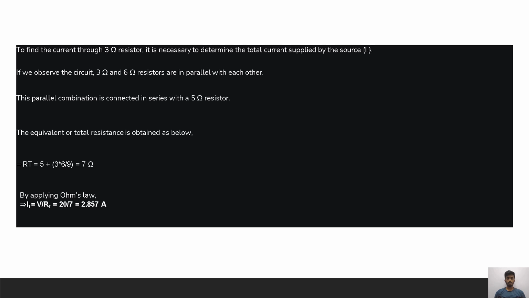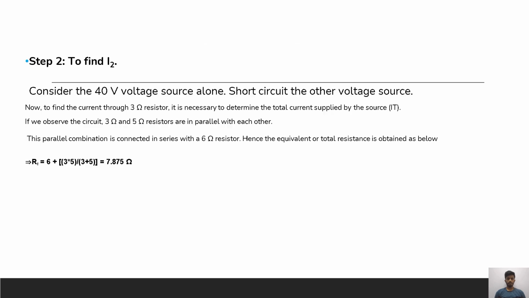The equivalent or total resistance is obtained as below. RT is equal to 5 plus 3 into 6 by 9, so we get 7 ohm. By applying Ohm's law, we get IT is equal to V by RT is equal to 20 by 7 is equal to 2.857 amperes. Step 2. To find I2, consider the 40-volt voltage source alone. Short circuit the other voltage source.